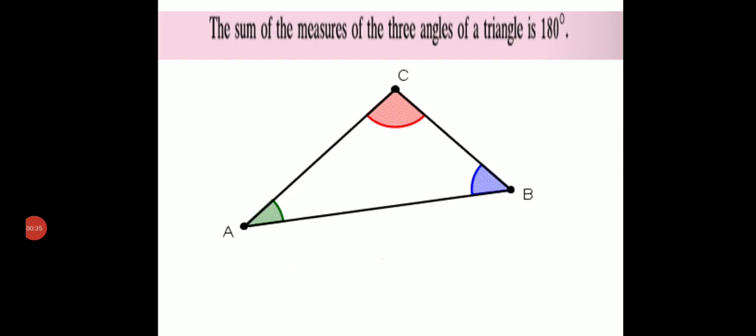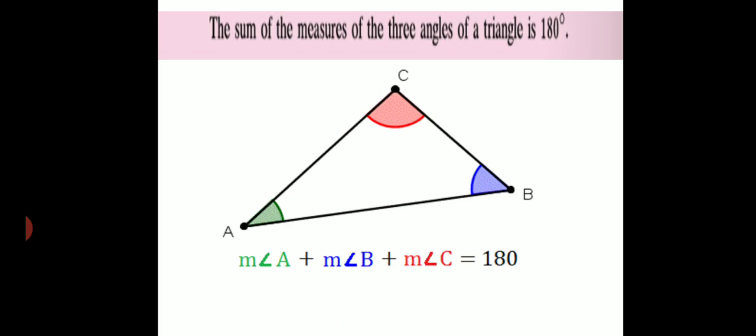the sum of the measures of the three angles of a triangle is 180 degree. So this statement is actually the very first property of the triangle. And what does this property state? It states that the sum of the measures of the three angles of a triangle is 180. Now let me simplify this property for you. It means that measure of angle A plus measure of angle B plus measure of angle C is equal to 180 degree.